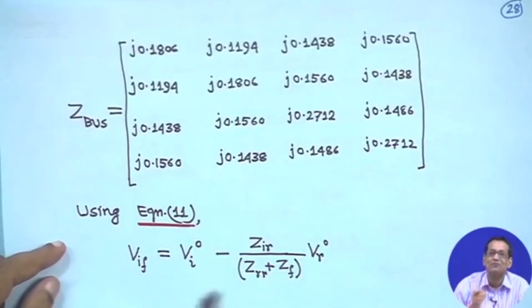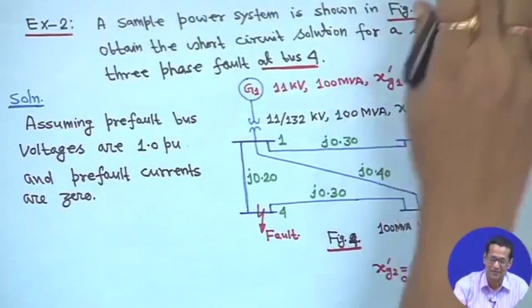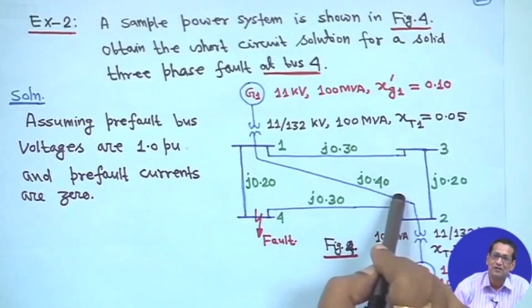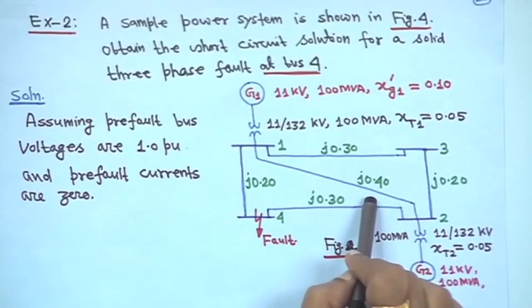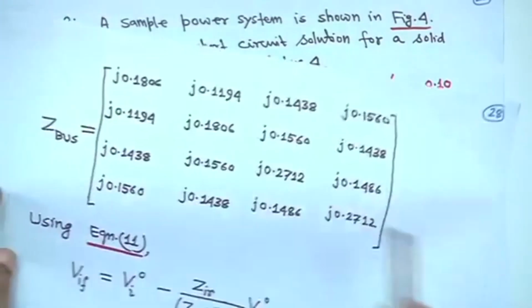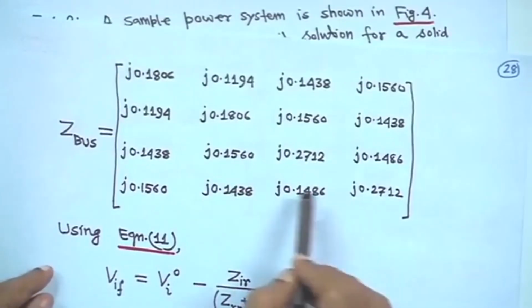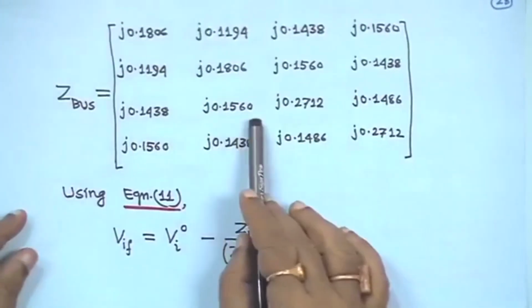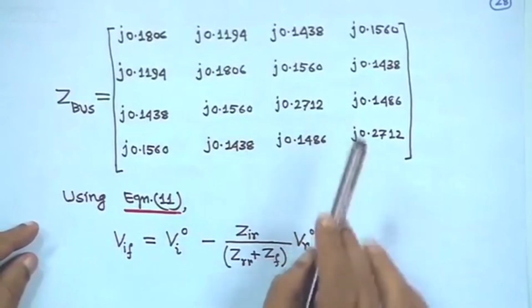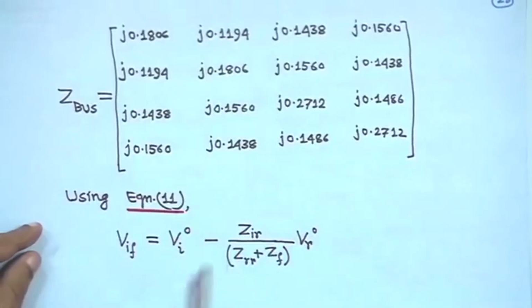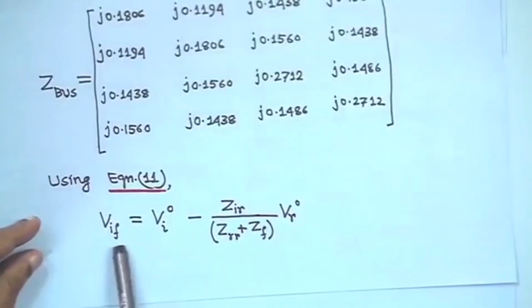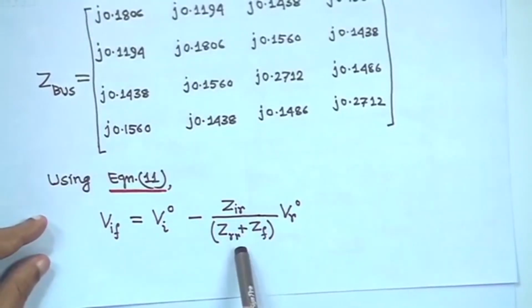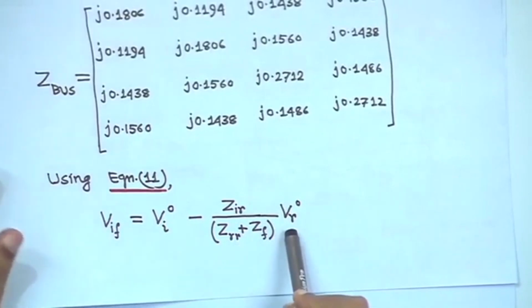Otherwise one cannot solve the problem in the classroom. But when you construct the Y bus and take the inverse, in MATLAB it is a 4 by 4 matrix, so the Y bus inversion will not give any error, and this is actually your Z bus, a full matrix. So Z11, Z12, and so on: from here you will get all the Z elements, and it is a symmetric matrix. Using equation 11, VIF is equal to VI0 minus ZIR upon (ZRR plus ZF) into VR0.